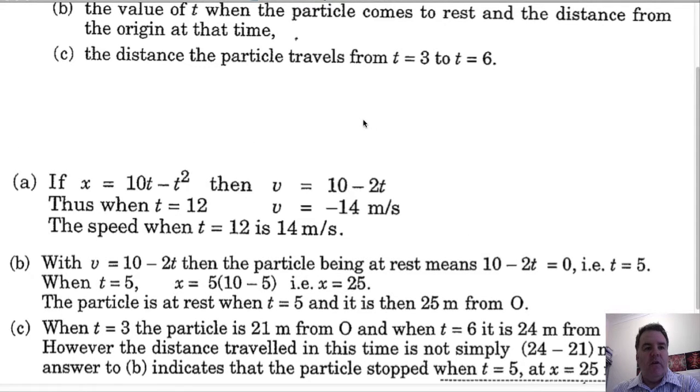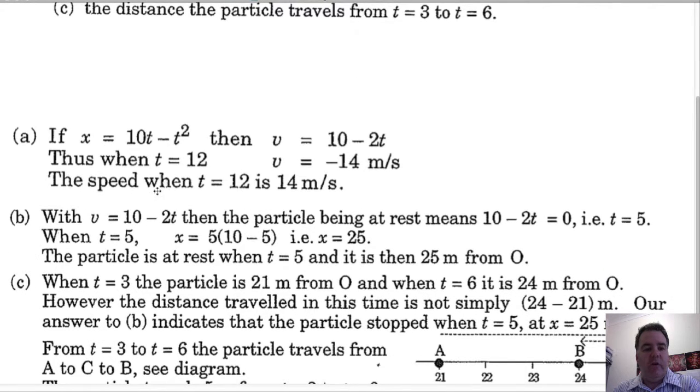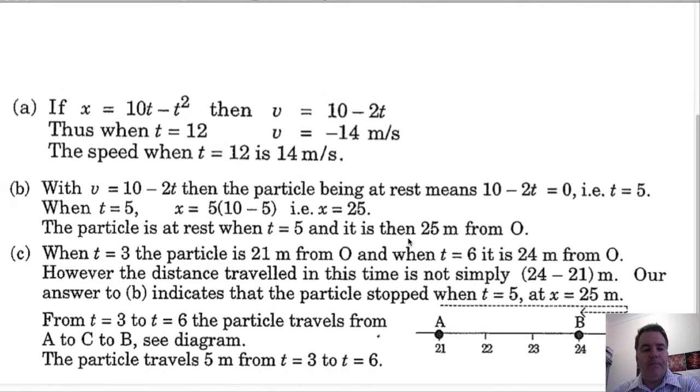Next question. The value of t when the particle comes to rest. We want to know when the velocity is equal to 0. So we solve 10 minus 2t equal to 0, so that's at t equals 5. At that exact moment, when t equals 5, we can substitute into our original displacement equation. We're at 25. So 25 to the right, that's when it's stopped.